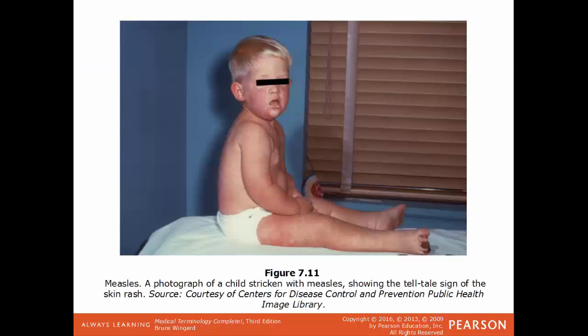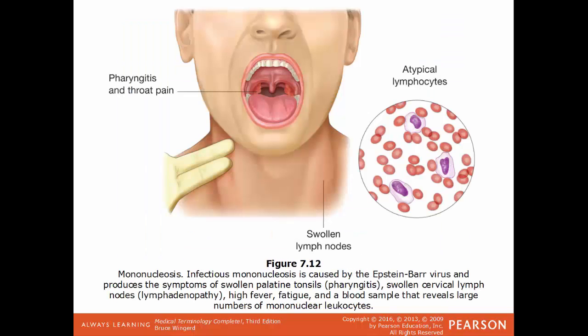In this picture, we have a child with measles and the very indicative reddish skin rash all over the body. Alright, in this illustration, we have mononucleosis. It's caused by the Epstein-Barr virus. It's going to lead to fatigue and high fever. And a good indicator of mono are the swollen tonsils here. And here you have an example of what the blood smear would look like. Abnormally high number of monocytes in the sample.